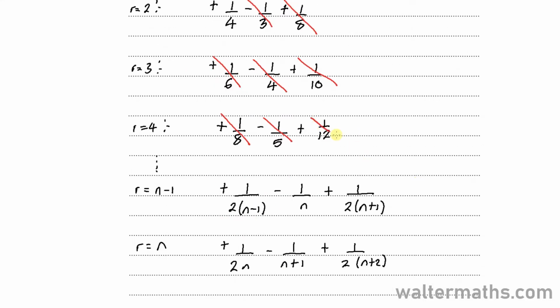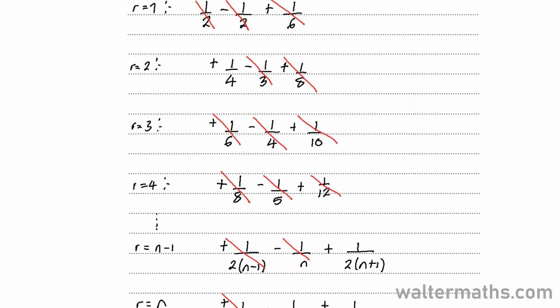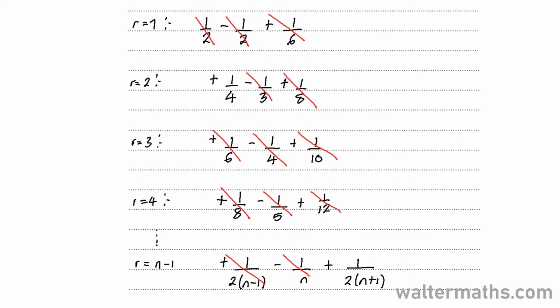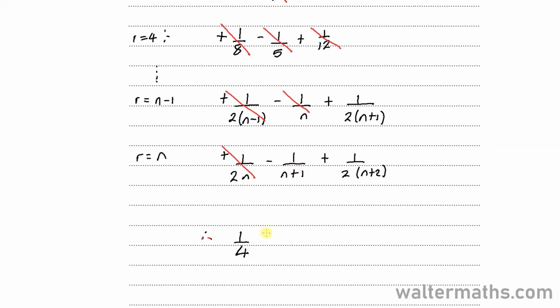And so this term will have something to cancel it out, and so will this term and this term in the diagonal. So in the end, these terms will remain. What will remain is at the top a quarter, and we have 1 over 2 of n plus 1 and minus 1 over n plus 1 and 1 over 2 of n plus 2.